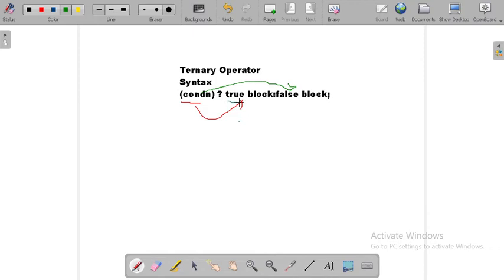So this is the true block and this is the false block here. Okay, so now we have to discuss one thing here. I am going to write the syntax of the ternary operator. First we are going to write the condition here.